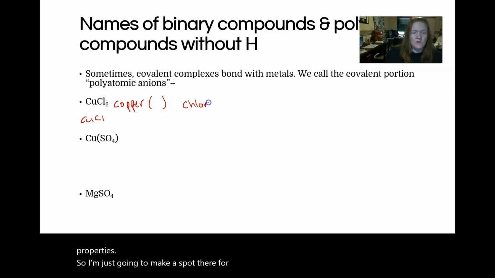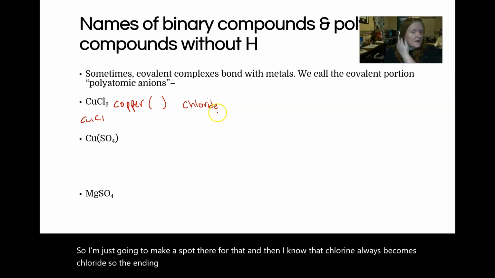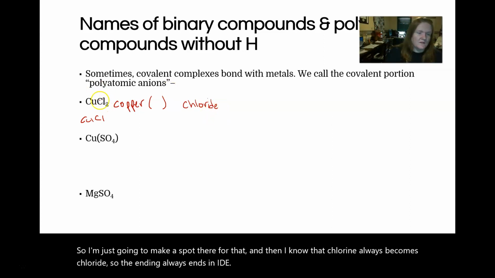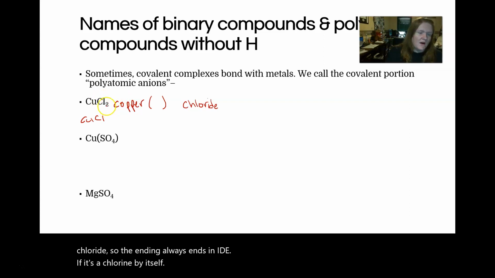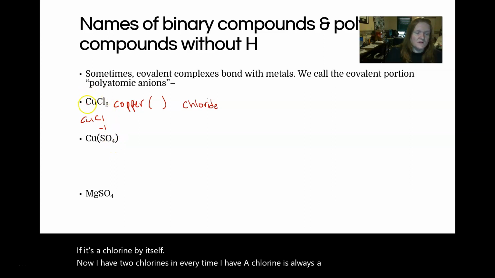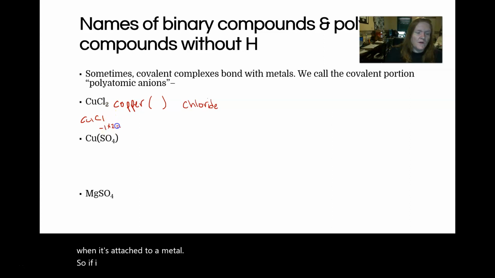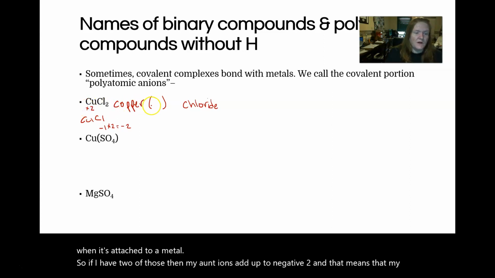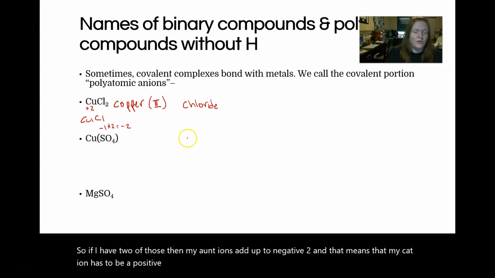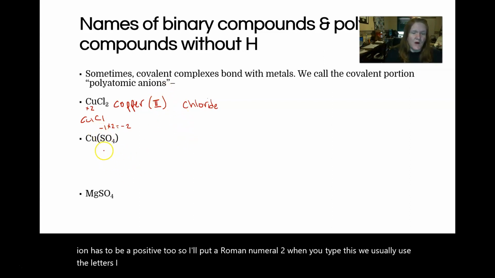And then I know that chlorine always becomes chloride, so the ending always ends in IDE if it's a chlorine by itself. Now, I have 2 chlorines, and every time I have a chlorine, it's always a -1 charge when it's attached to a metal. So if I have 2 of those, then my anions add up to -2, and that means that my cation has to be a +2. So I'll put a Roman numeral 2. When you type this, we usually use the letters II to show that.